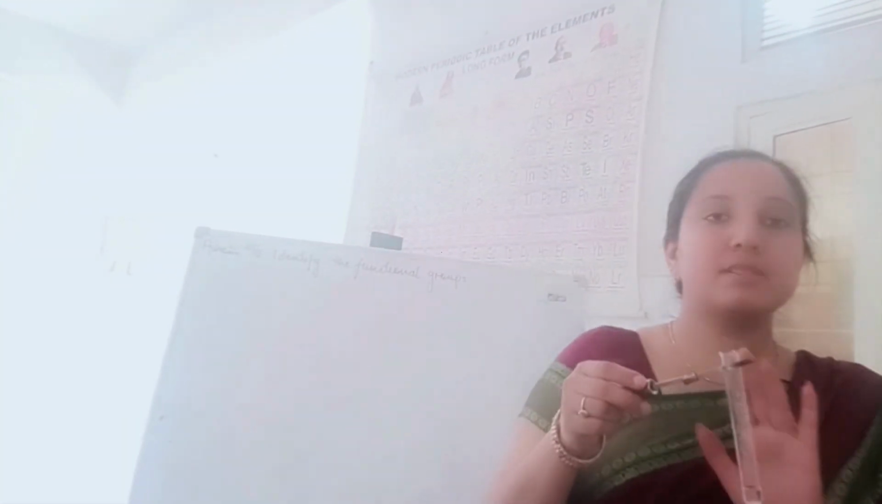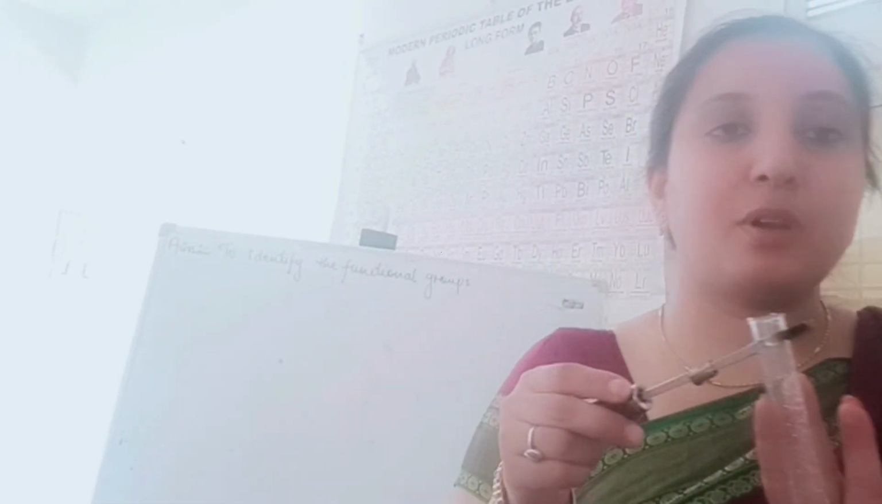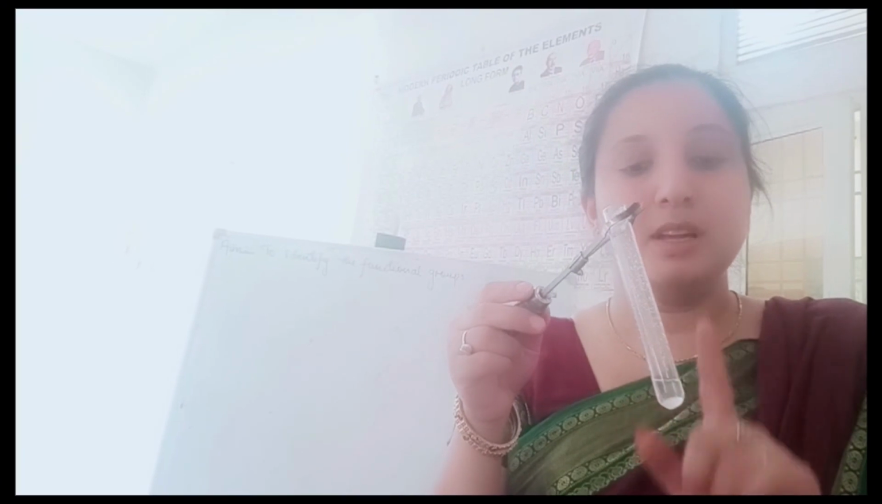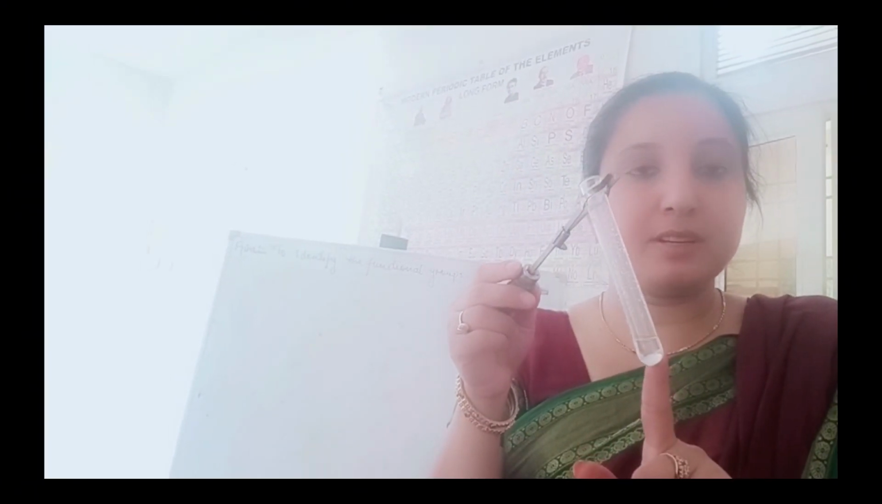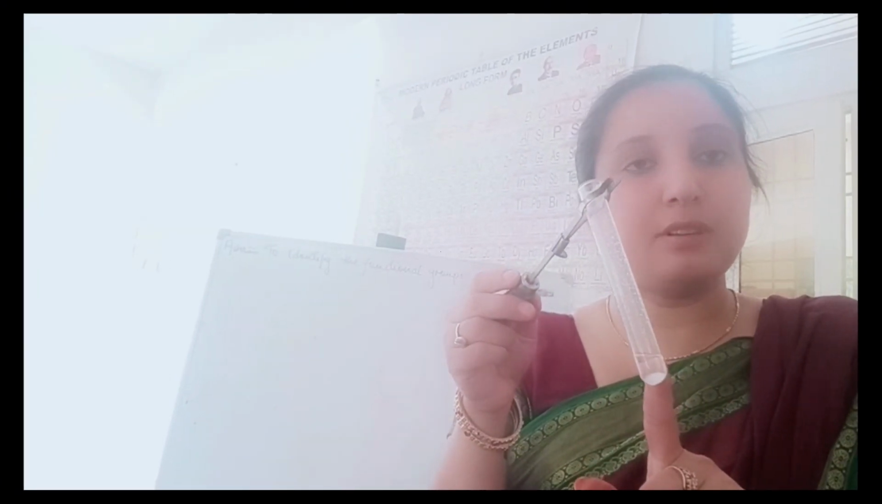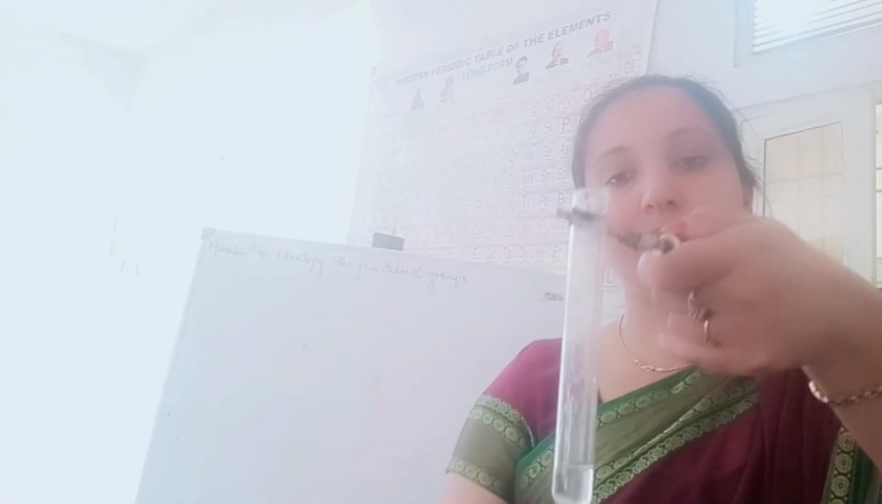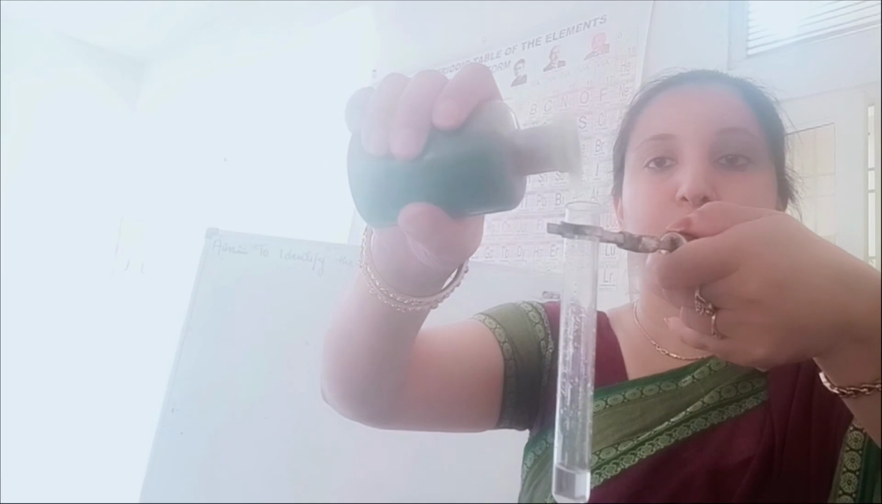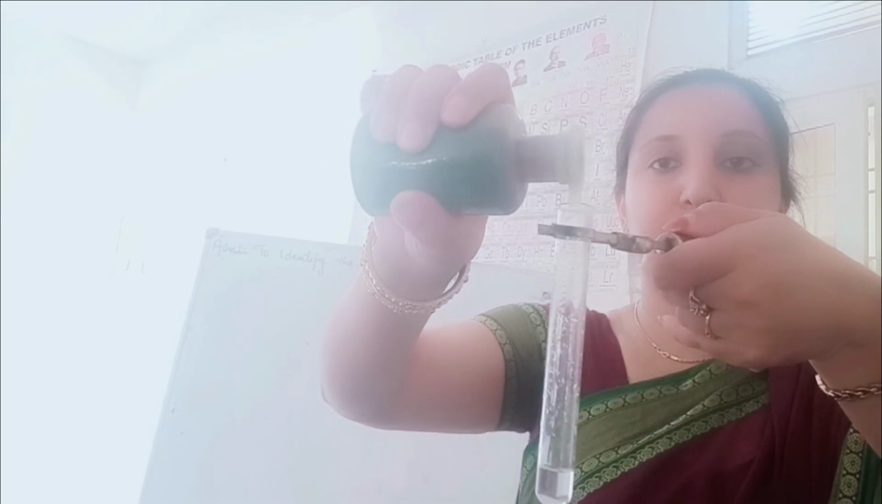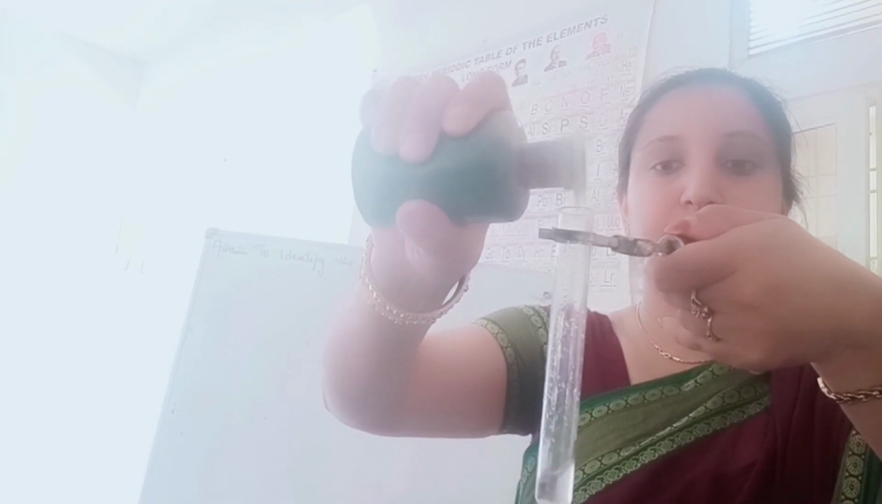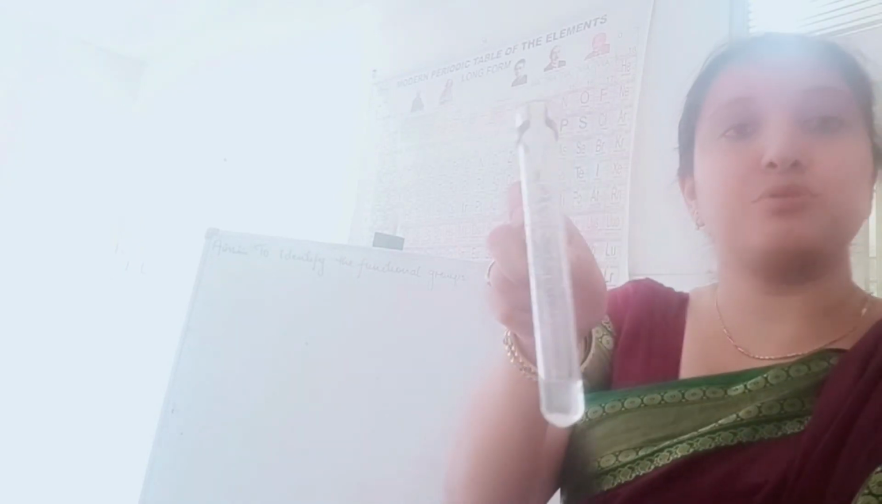Now the next test is what? This is the esters test. In this, we require a sample which should have the ester group. Now in this, I have taken a sample which is dissolved in ethyl alcohol. Now you require to add a drop of concentrated H2SO4. After adding the drop of concentrated H2SO4, we require to heat it.